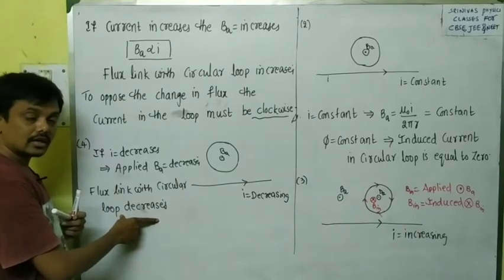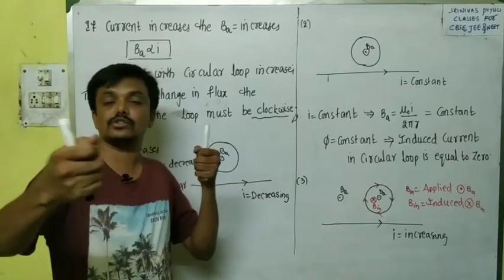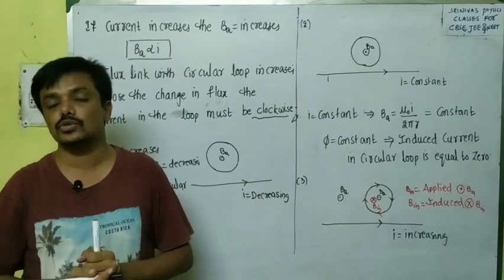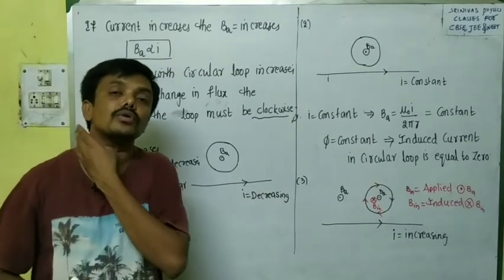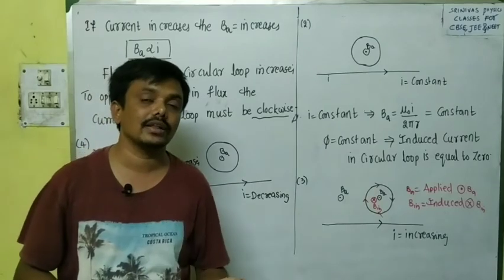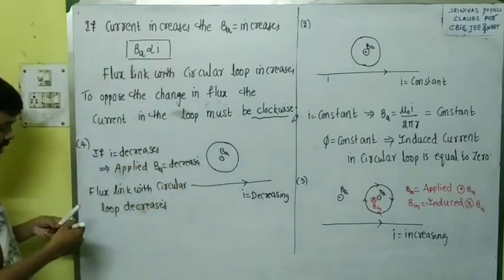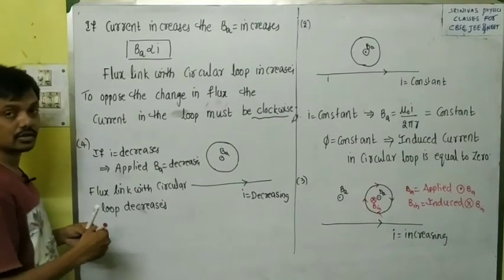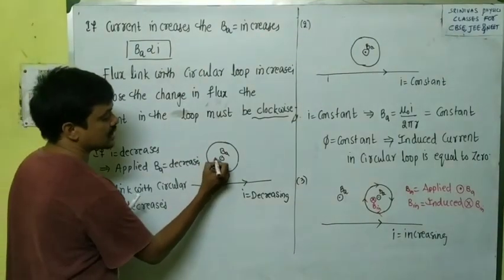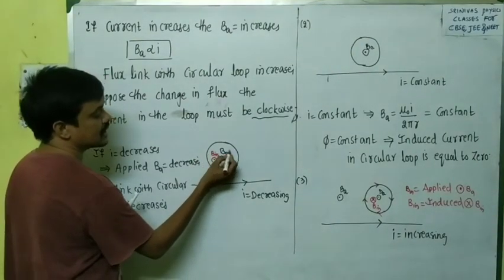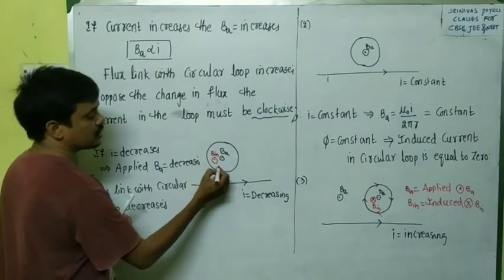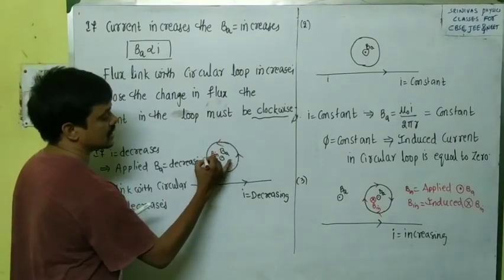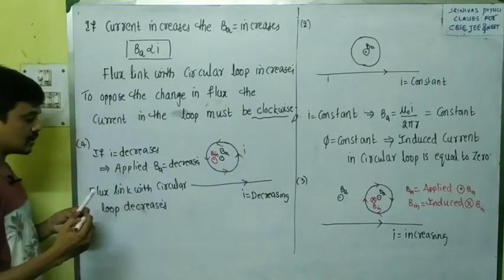If something is increasing and should be opposed, it means the opposite field should be generated. But if something is decreasing and you have to oppose it, then you have to add to it. The field should be generated in the same direction. That means the induced field and induced flux should also be in the same direction. That means the induced field is also outward, because the field is decreasing, it should be supported. Then when the induced field is outward, the induced current is anti-clockwise, right? This is the direction of the induced current.